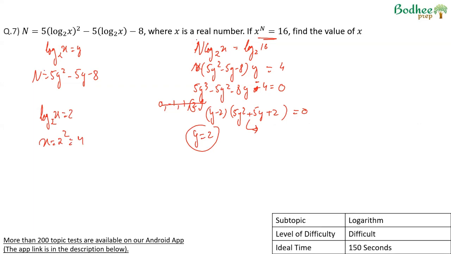For me, it is a difficult question because we get a cubic equation which we have to solve eventually. And there are two replacements that we are making. Luckily, I was able to get a root which was 2, but this could take time, which will lead to an exponential increase in my attempt time.